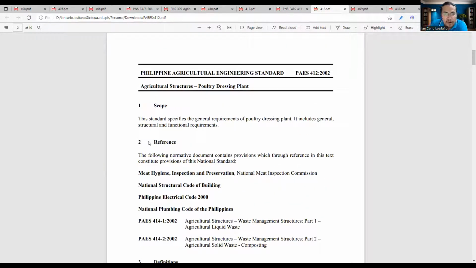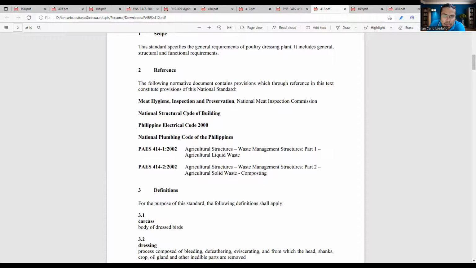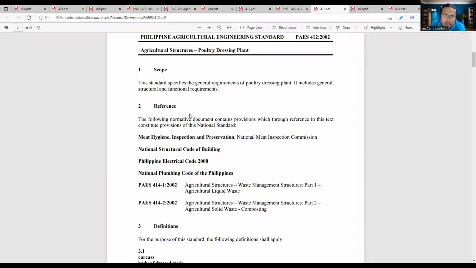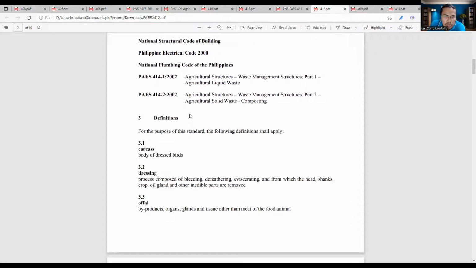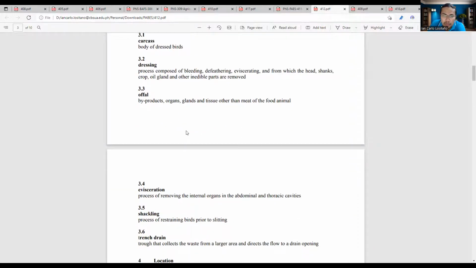But there are a lot of fowl that are also dressed. So you have turkey, you also have, what else? Duck. Okay. So similar to the slaughterhouse, the only difference is that this is a smaller size, and then you also have feathers instead of hair. So there is a defeathering facility or defeathering machine.